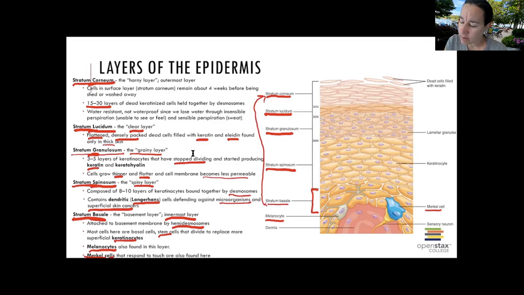These guys are water resistant, like we've been saying this whole time, and we are obviously going to lose water when we sweat. So we have insensible perspiration, perspiration that we're not noticing, and then the sensible perspiration that we do. But this outer layer, the stratum corneum, is here for about a month.